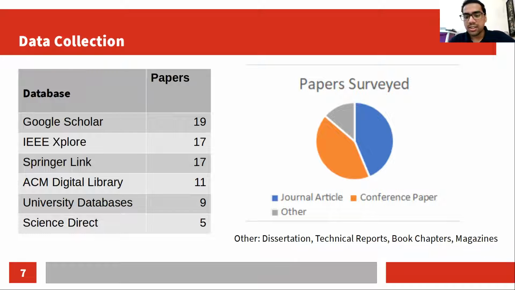mostly journal articles and conference papers, and fewer others. Others included dissertations, like I said before, and technical reports, book chapters, and magazine articles. Magazine articles, some professors have written about the importance of software design, and they've given it in their university magazines or in some other technical magazine.